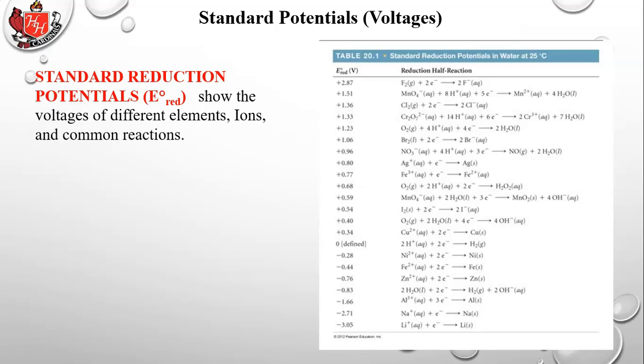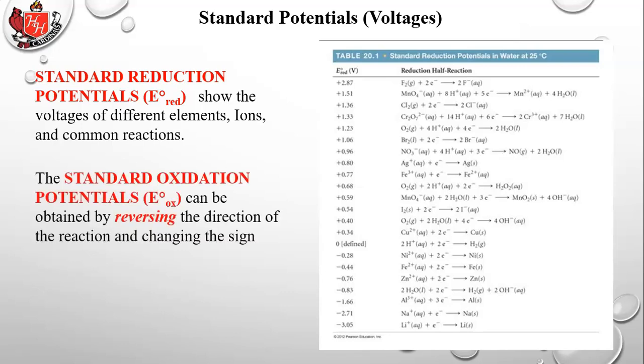Okay, so the standard reduction potential here is E with the little circle. That means standard at those conditions that I mentioned just a minute ago, and red means reduction. So this shows the voltages of different elements and ions and common reactions. Okay, now a potential difference has to be between 2 different numbers. So what are they comparing this to? So we'll talk about that.